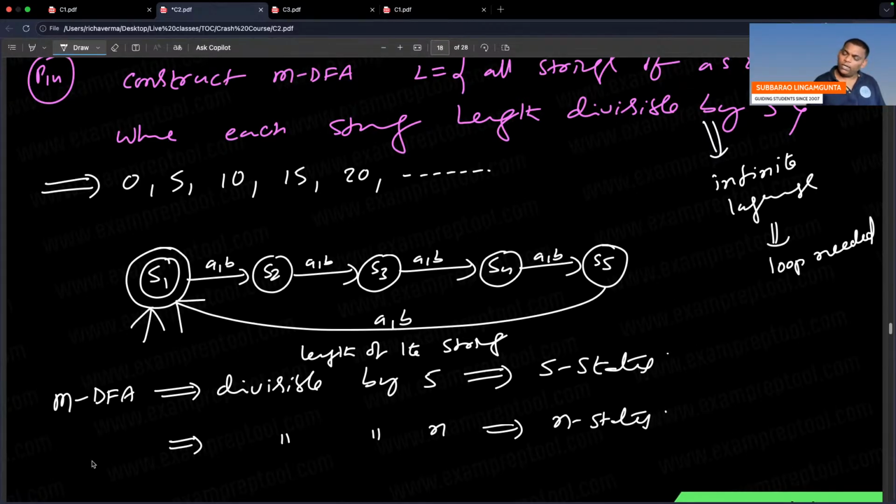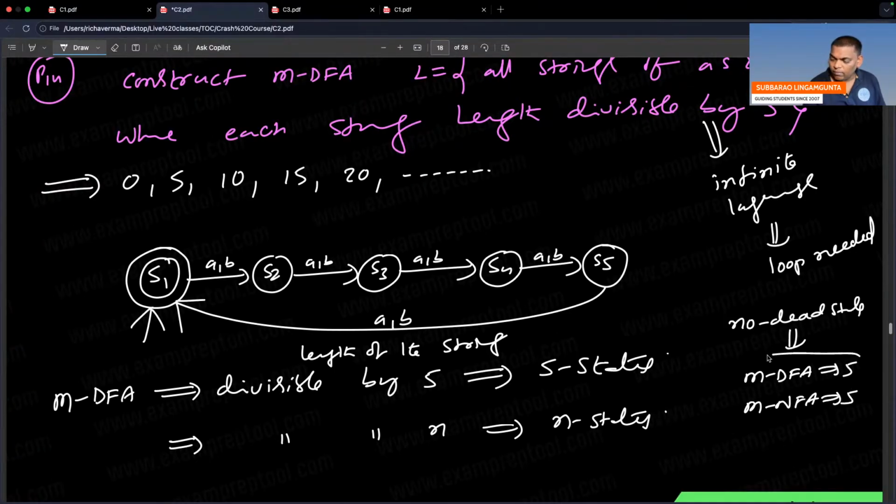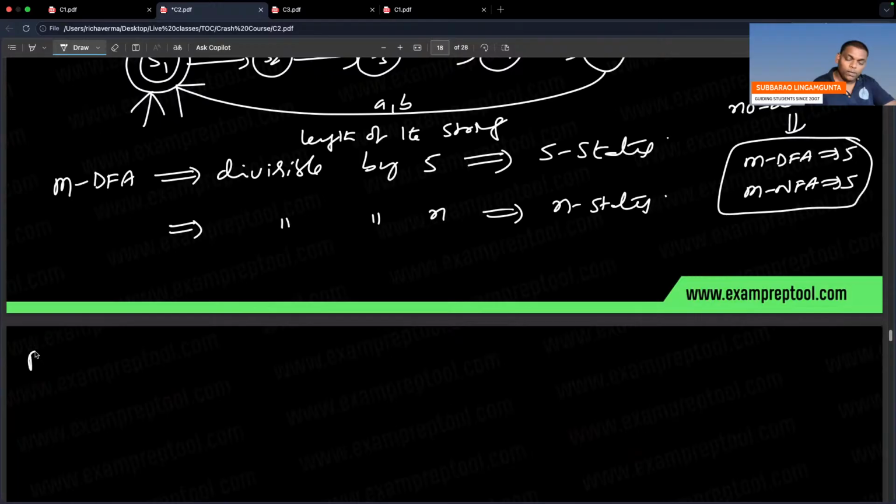Not only DFA, NFA also same because no dead state. Because of no dead state, minimal DFA also 5, minimal NFA also 5 because every DFA is NFA. Okay, fine. You are absolutely fine. Let's go to problem number 15.